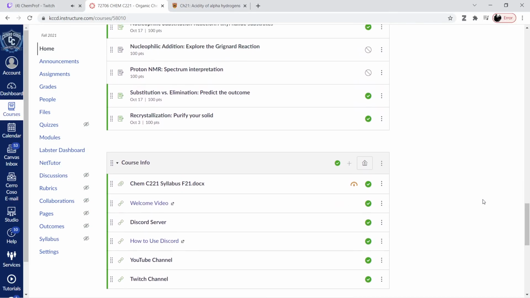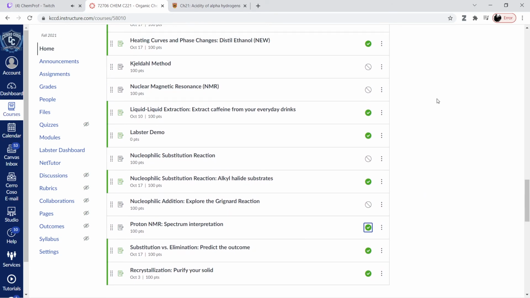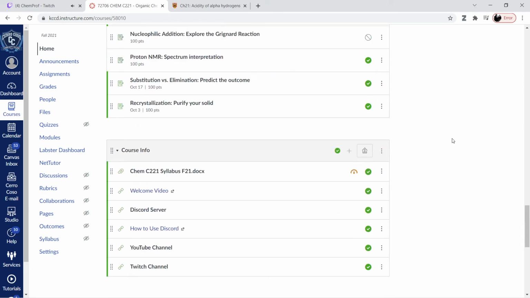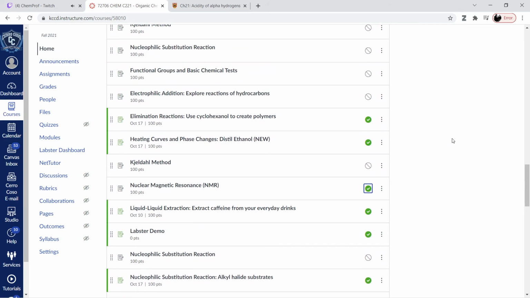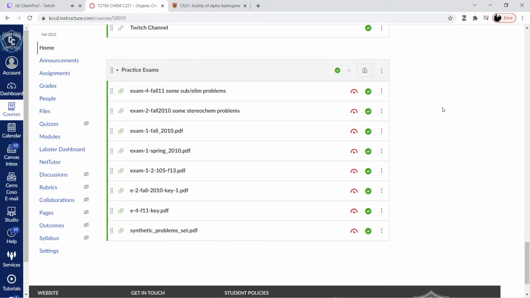If we go, I didn't give us the NMR Labster. Okay, I'm gonna make that active and I'll give a due date on that. Shoot, I meant to give those a while ago. Okay, oh, and I didn't give you any for the electrophilic additions either. Look at all these we have. Okay, that's good enough. I'll make those due at some point.